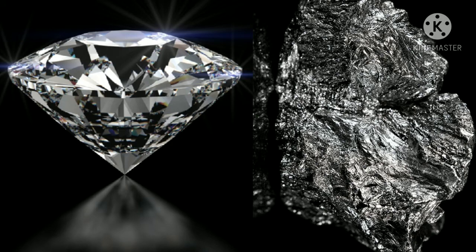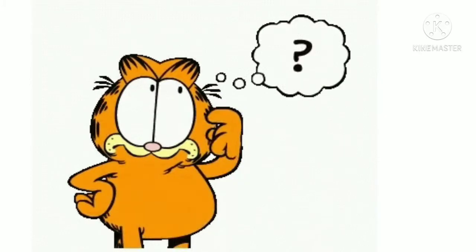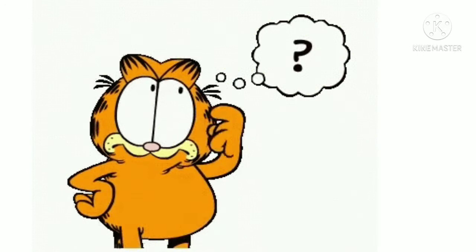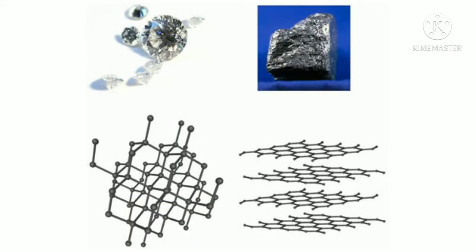This shows that diamond and graphite have different physical properties. Though they are made up of carbon atoms only, then why do they have different physical properties? Well, this is because of the different arrangements of carbon atoms in them. That is, their structures are different. Now, we will learn about their structures one by one.